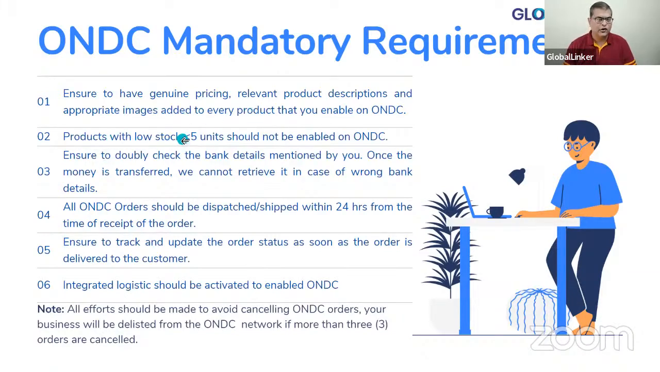And then there is the matter of products with low stock. If your product's inventory is less than 5 units, your products will not be showcased on ONDC, because we don't want accidental stockouts, where an order comes from ONDC and then you have to say, hey, I'm out of stock, I can't fulfill this order. So any product that has less than 5 units will automatically be hidden, or delisted, from the ONDC network.